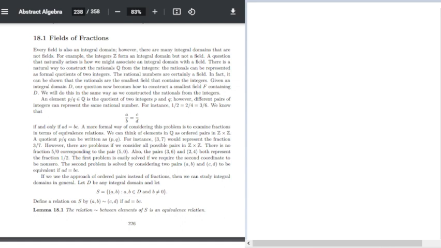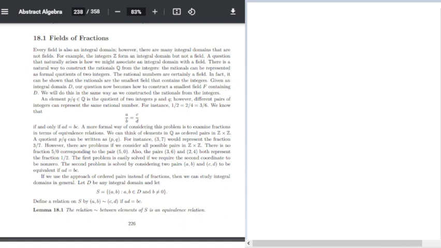There is a natural way to construct the rationals Q from the integers. The rationals can be represented as formal quotients of two integers. The rational numbers are certainly a field. In fact, it can be shown that the rationals are the smallest field that contain the integers. Given an integral domain D, our question now becomes how to construct the smallest field F containing D. We will do this in the way we constructed the rationals from the integers.